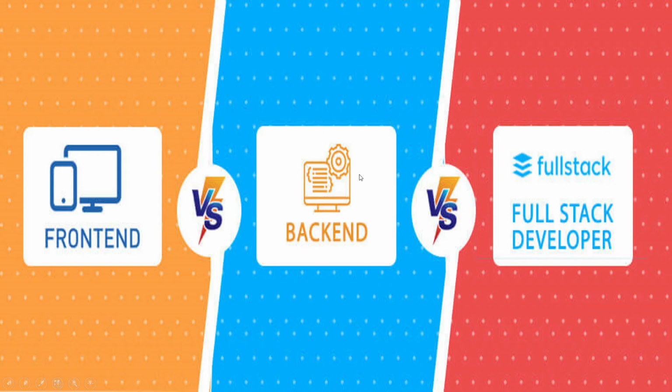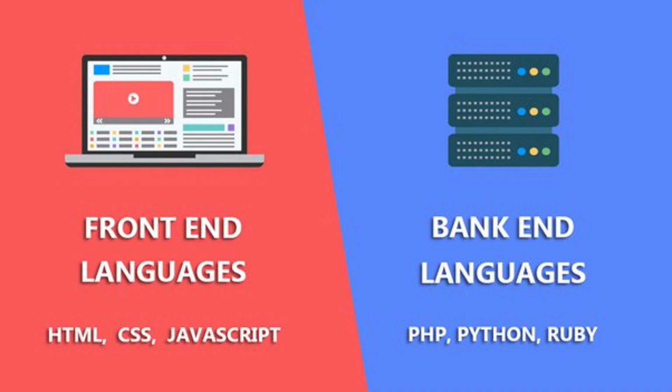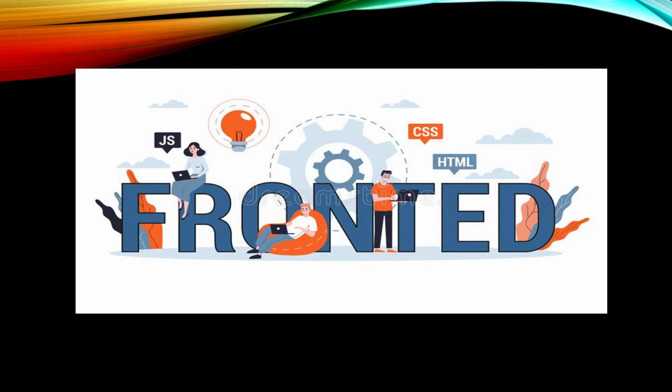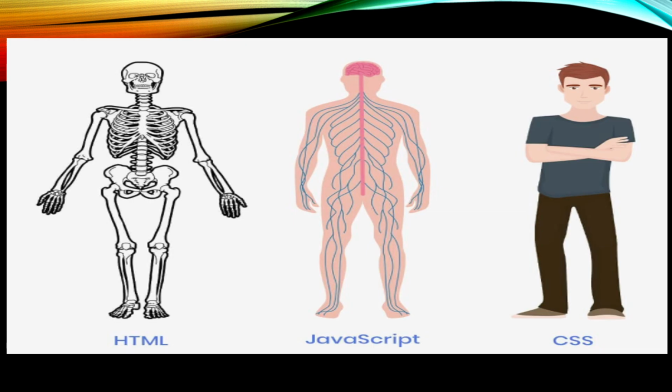So the front end developers are called front end developers, the back end developers are called back end developers, and the full stack are called full stack developers. Front end languages and back end languages. The front end languages are HTML, CSS, and JavaScript. Back end languages: PHP, Python, and Ruby. This is the front end and back end.